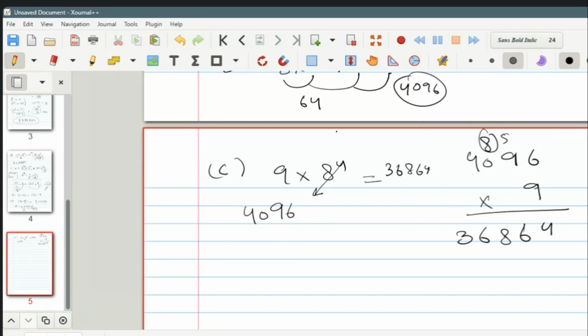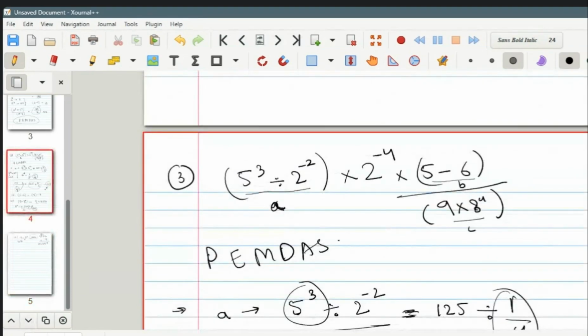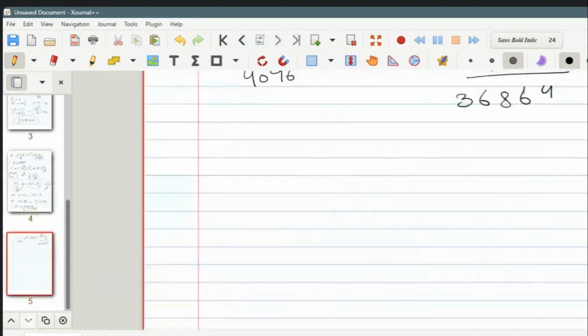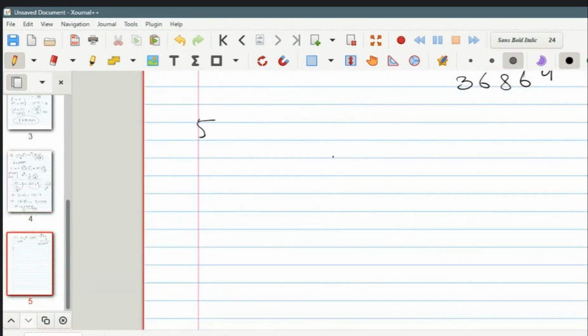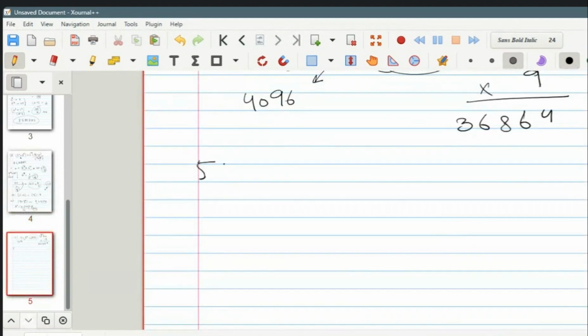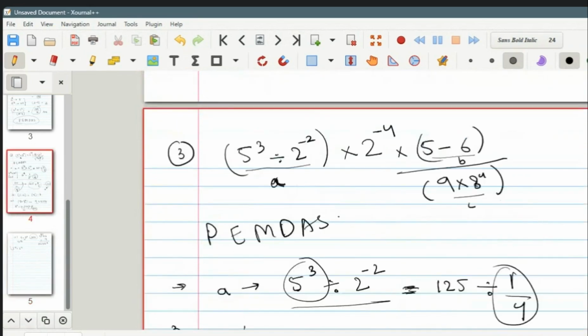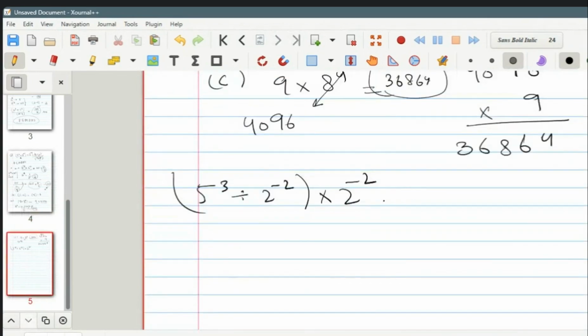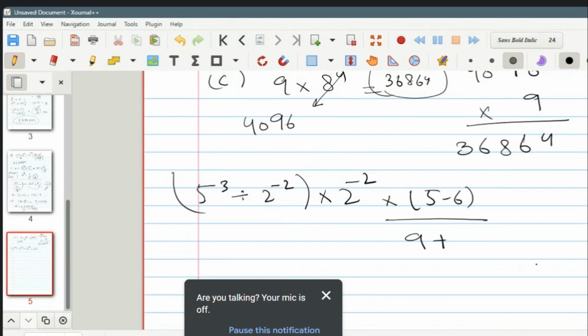So dear student, we have also simplified the parenthesis number c. So please move back to the question. Okay, what was the question? The question was this. Let me write again here. 3 divided by 2 minus 2, these are parentheses, multiplied by 2 minus 2, and 5 plus 6, 5 minus 6, divided by 9 plus 9 multiplied by 8 4.